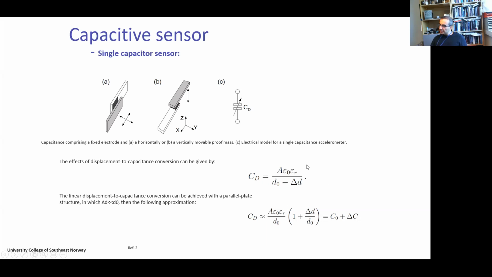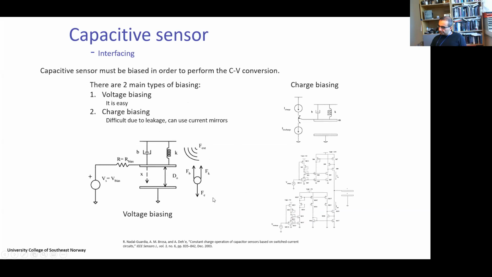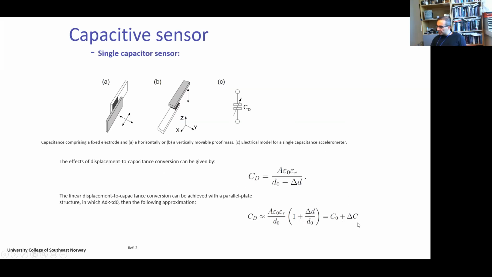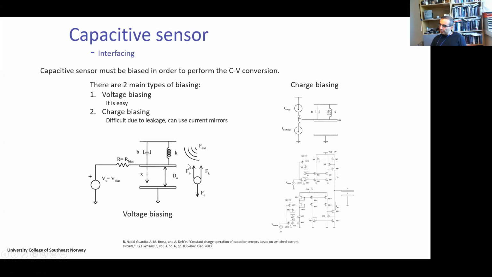And normally in microsensors, the change in the distance is much smaller than the initial distance. So delta D is due to a small change in D. If you assume that delta D is much smaller than D0, then this expression can be approximated as this one here, which says that C(d) is equal to C0 plus delta C.